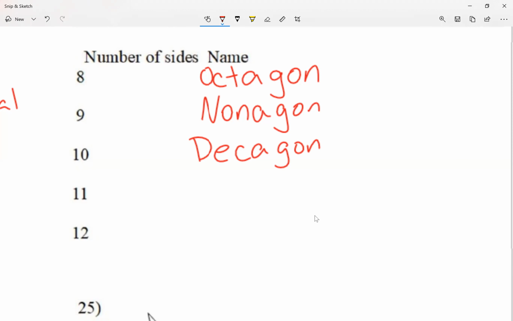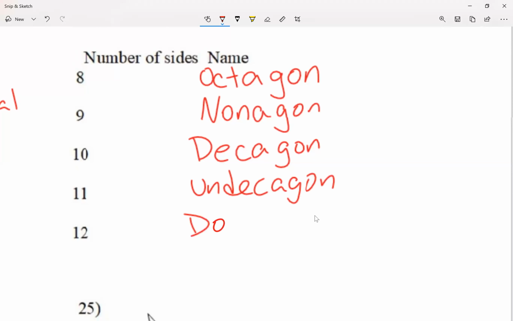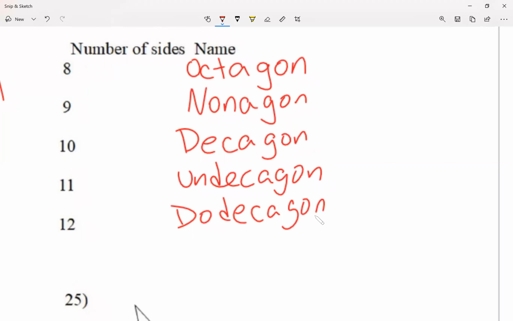Now with 11 sides, we're going to call those undecagon. And 12 sides, we're going to call those dodecagon. Notice how they finish with decagon. 1 and 10 make 11. 2 and 10 make 12. Now, polygons can have more than 12 sides, but I'm going to stop at 12.